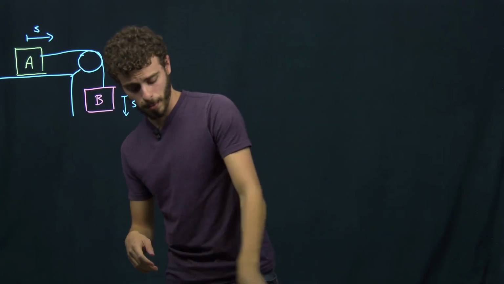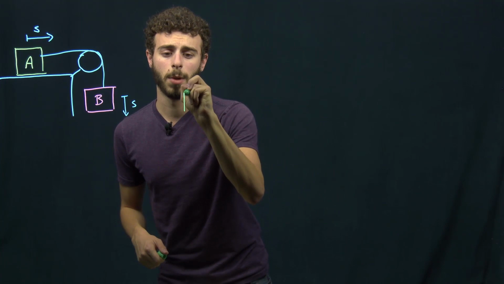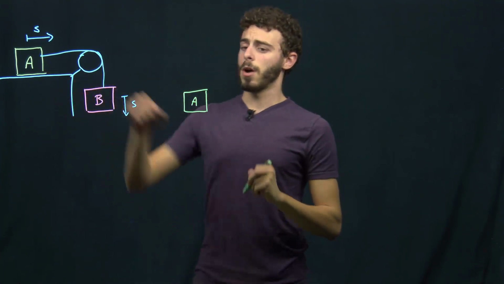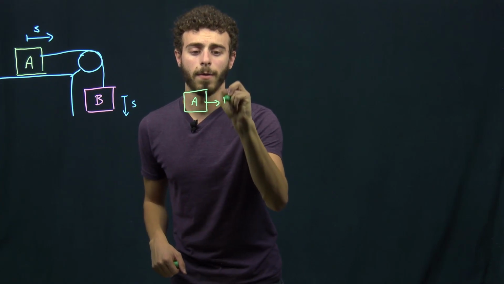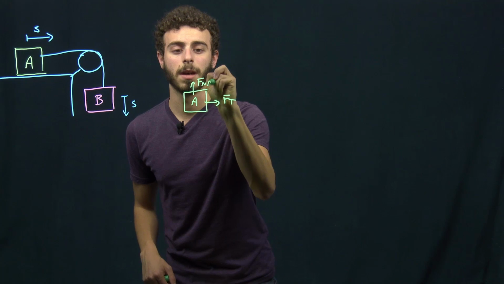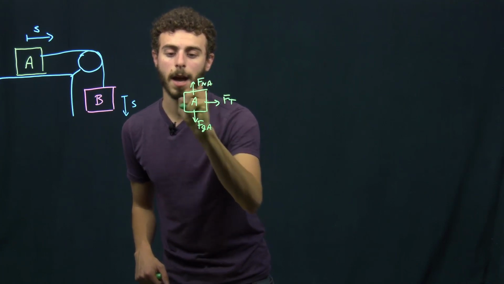Our first step will be to draw out the free body diagrams here. For block A, that will amount to drawing out the forces. We see we have our force of tension pulling to the right. Of course, we have a normal force acting up from the surface and a gravitational force on block A.